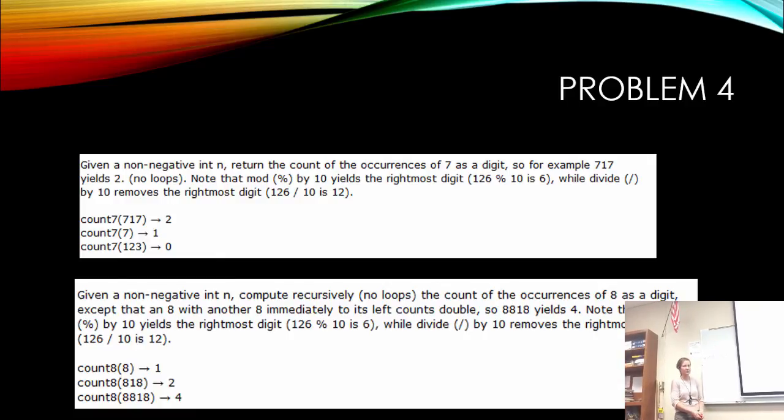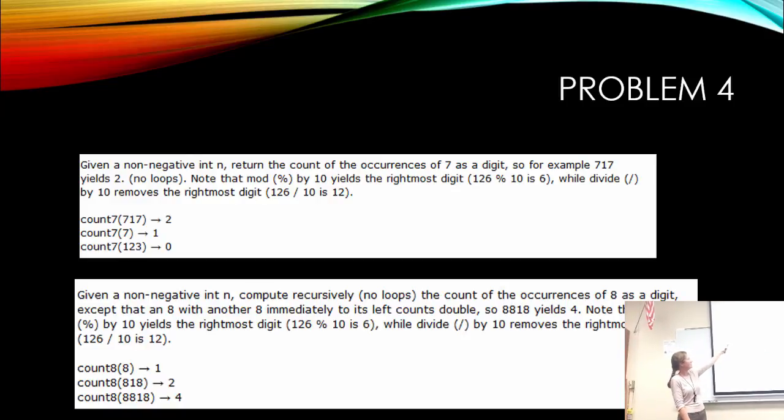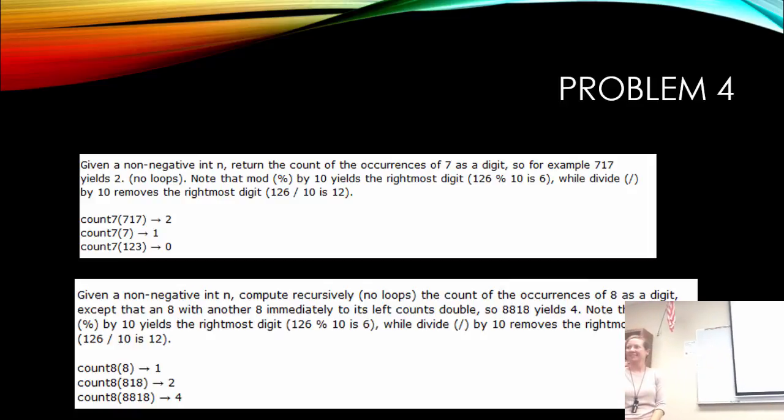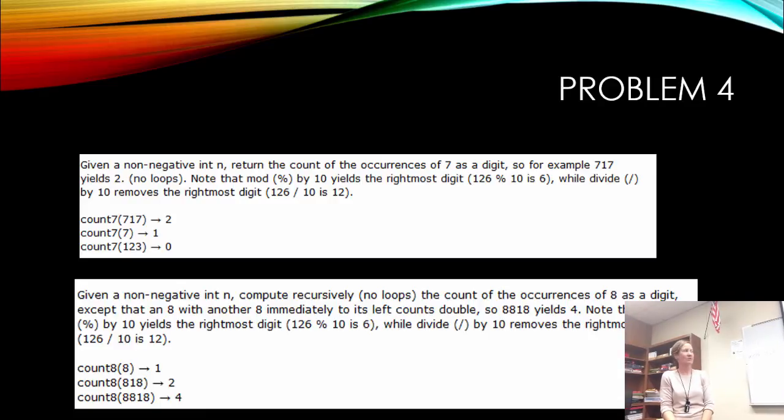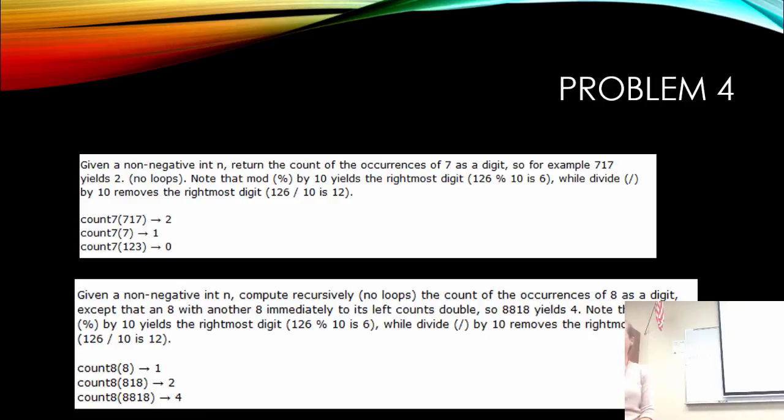Note what you're going to return. What does it tell you to return? If it's a 7, then you'll return 1 plus the recursive call. So you're going to have some if statements, and in those if statements, you'll have the other recursive calls.